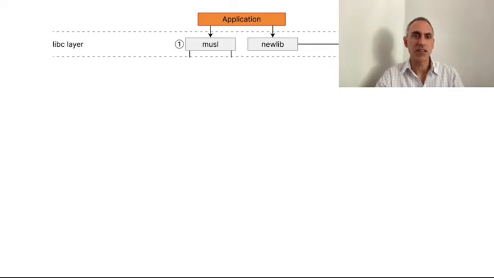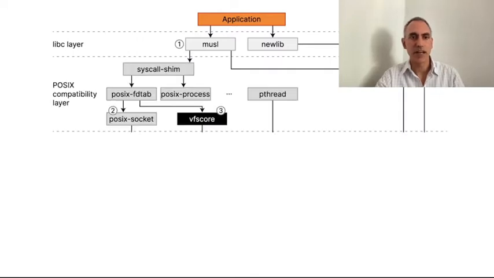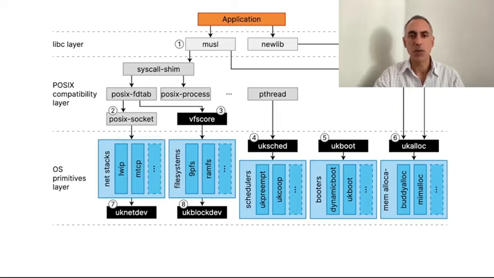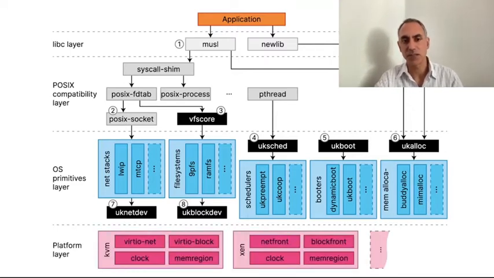So if we start at the top, we have the application, and we have a libc layer with a libc called newlib, and we've also recently started adding musl support. It should be ready soon. Under that, we have a POSIX compatibility layer. I'll talk more about this later, but this is so that applications can run unmodified on Unikraft. And below all of that are the different subsystems with well-defined APIs shown as black boxes. And this is what lets us plug and play different memory allocators, file systems, network stacks, and so forth. Under that is the platform layer where we add support for different hypervisors, KVM, and so forth. And then, of course, CPU architecture support.